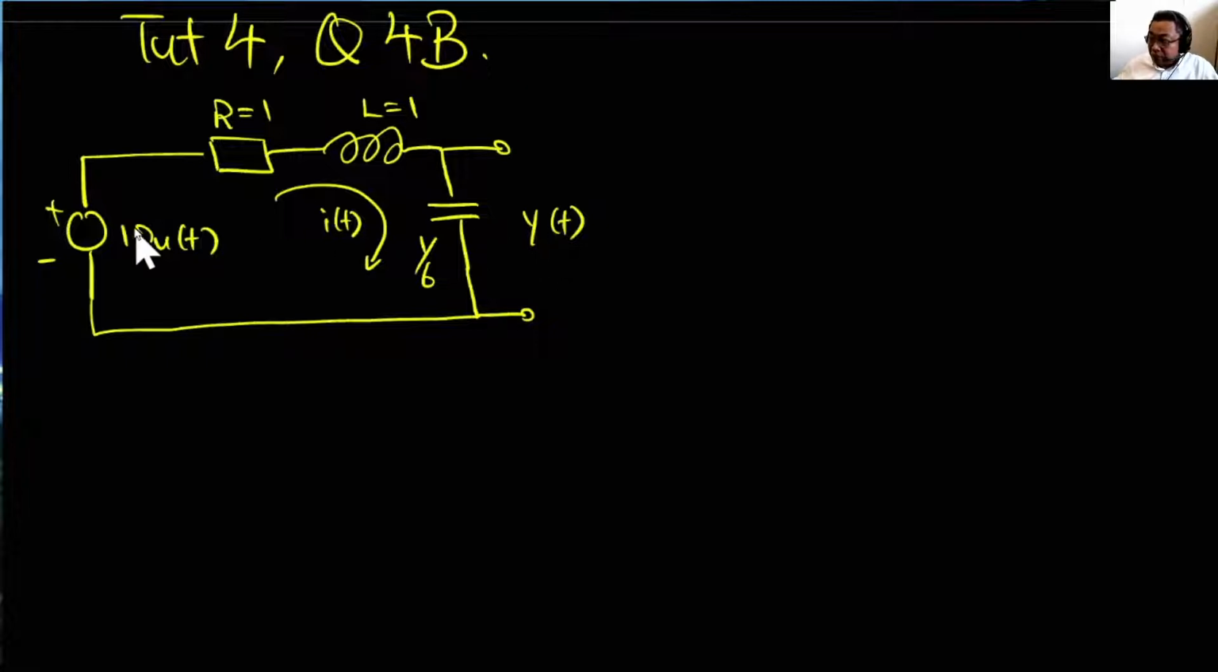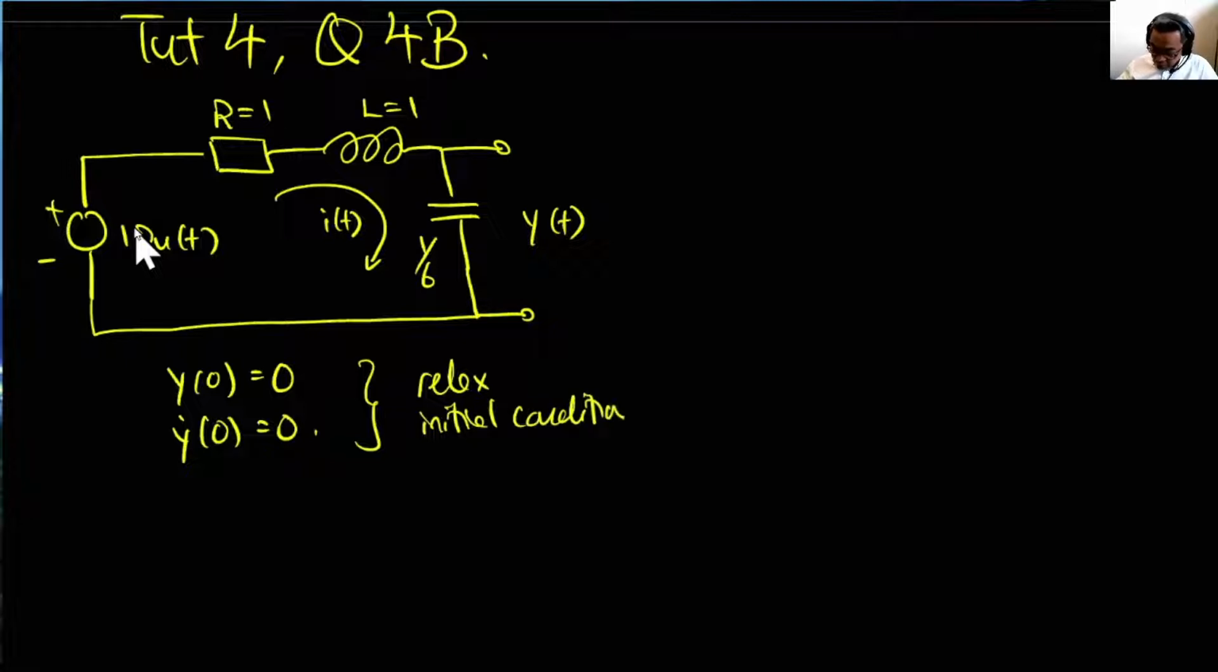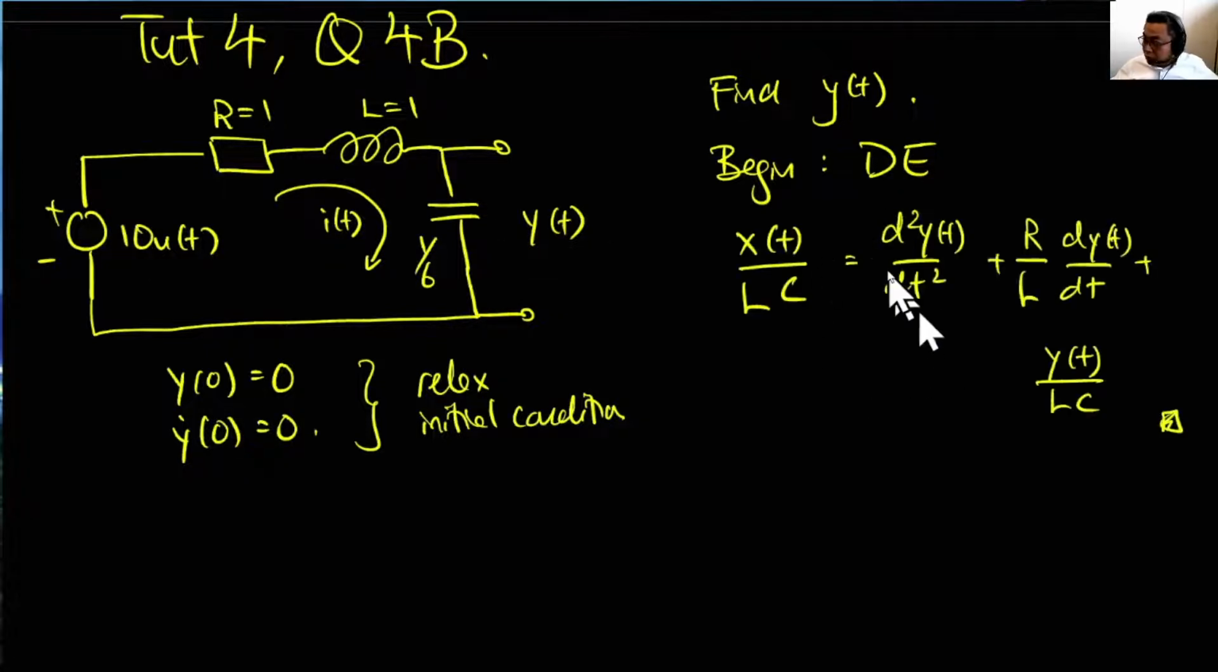Now we are told that y0 equals 0, y prime 0 equals 0. The system is relaxed. So this is the relaxed initial condition. And now we are asked to find yt. We can begin with the previous differential equations, which is this.